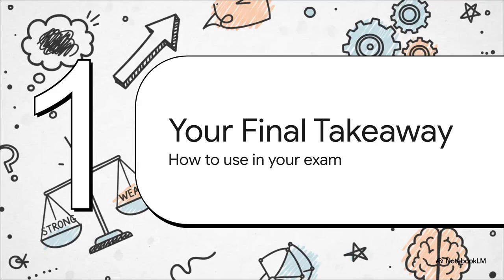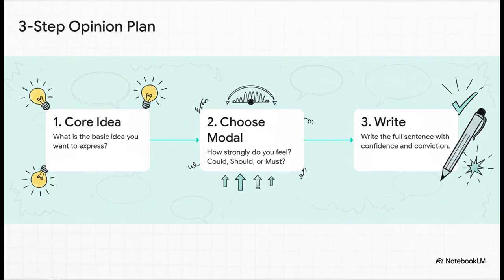So this is all great, but how do you actually use this when you're under pressure in the real exam? Well, the key is to have a simple, clear process you follow every single time you state an opinion. And here it is, your three-step plan. Every time you write an opinion, just do this quick check.